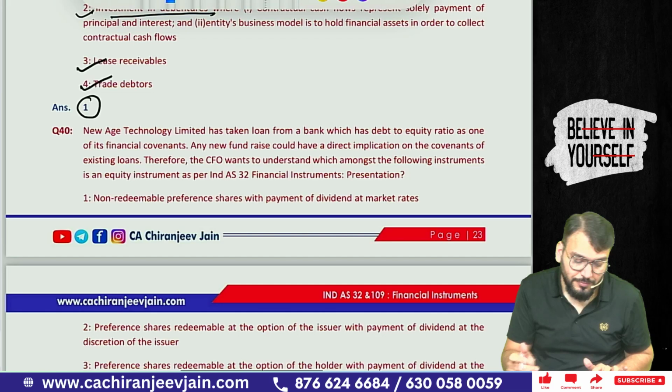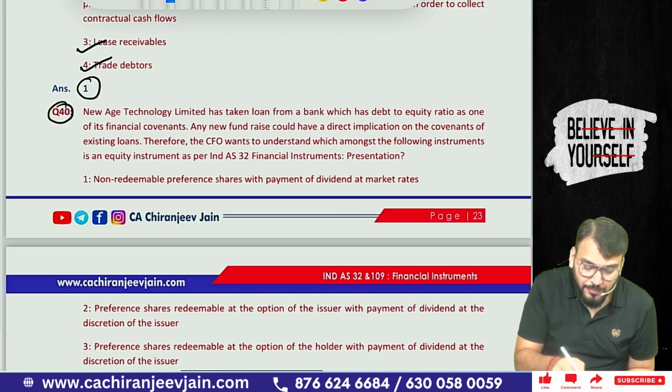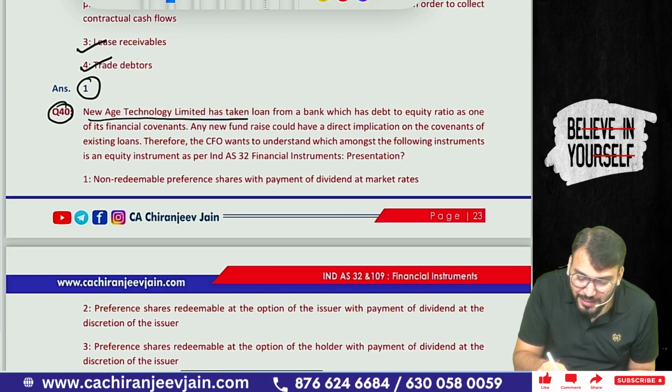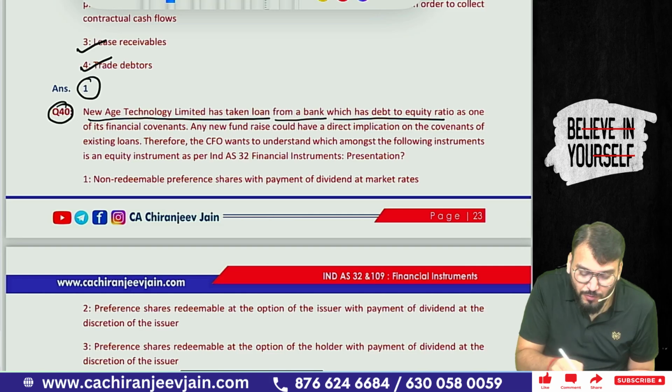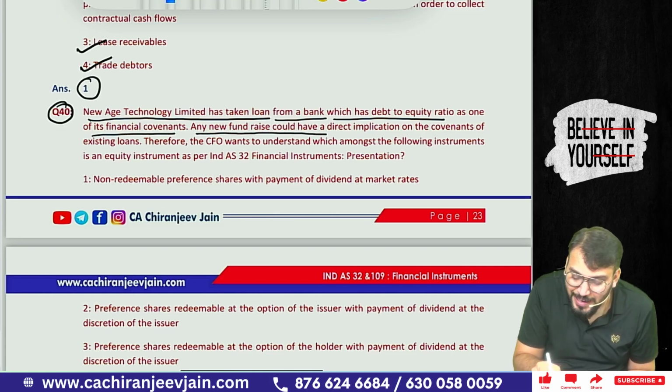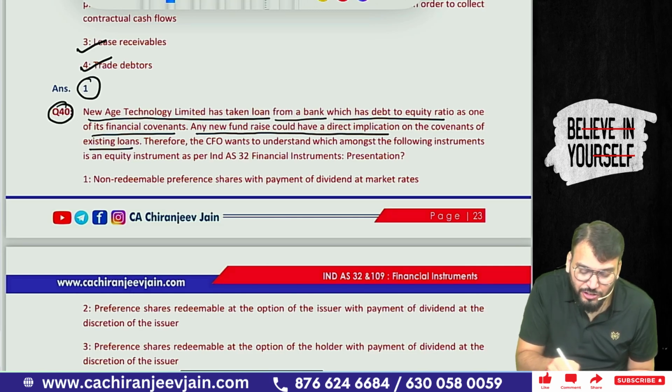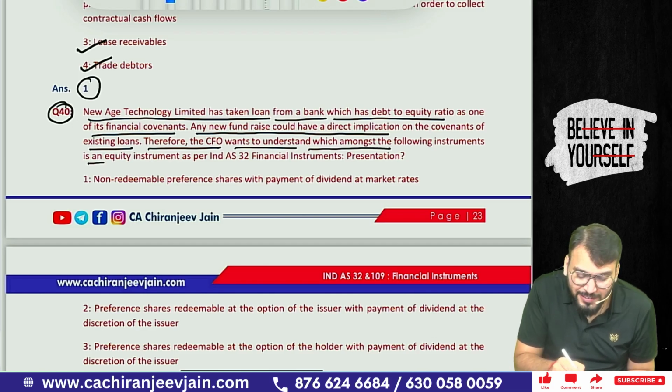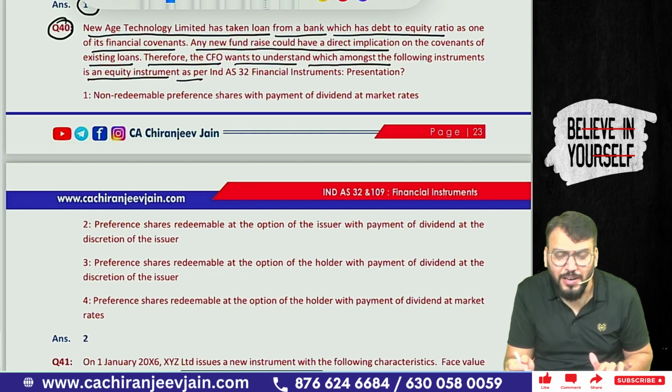Okay sir. Question 40. New Age Technology Limited has taken a loan from the bank which has a debt to equity ratio as one of the financial covenants. Any new fund could have a direct implication on the covenant of the existing loan. Therefore, the CFO wants to understand which among the following instruments is the equity instrument. We need to find out which one is equity.